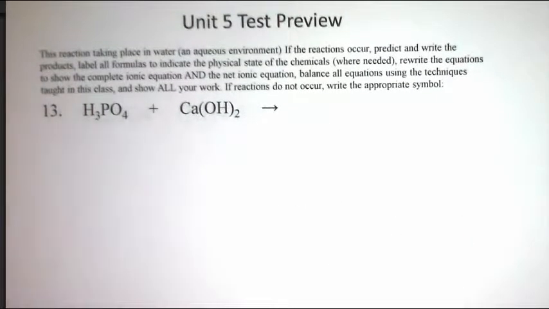Okay? Now in a combustion reaction, you're creating a lot of heat. So in that case, water is going to be a gas.